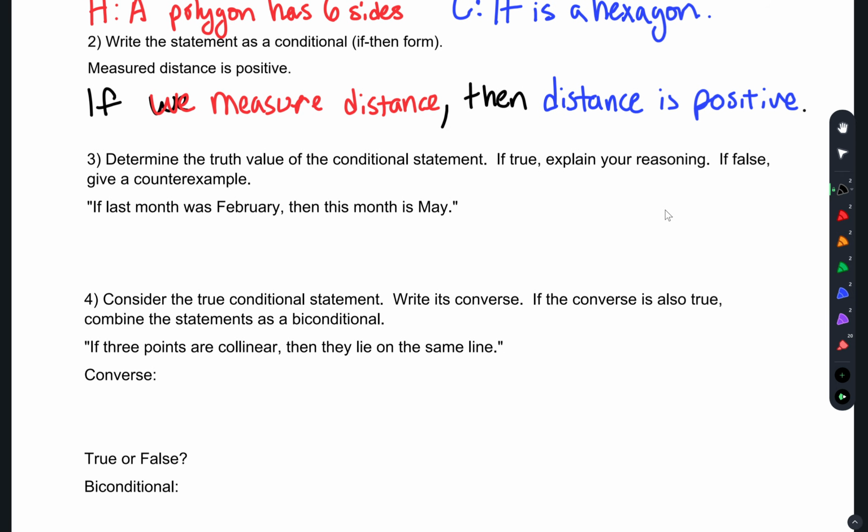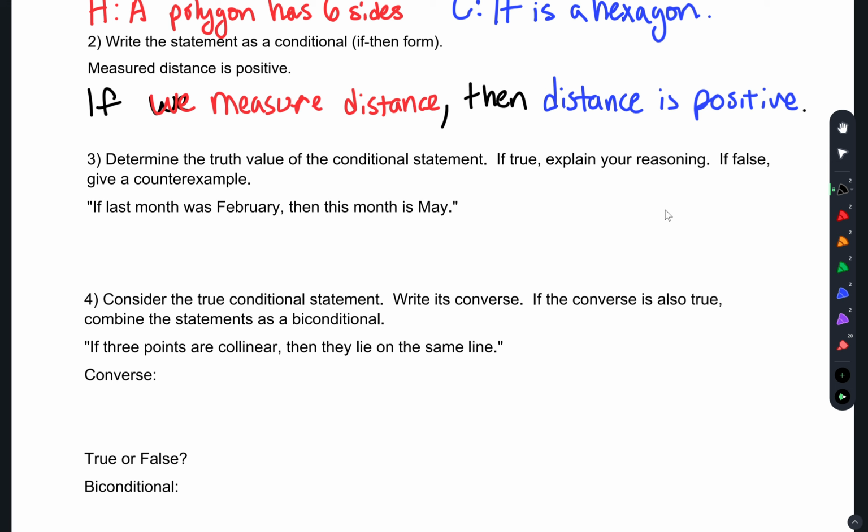Number 3, determine the truth value of the conditional statement. If it's true, explain our reasoning. If it's false, we're going to give a counterexample. Do we remember counterexamples from yesterday? It's just something that proves something is false. So if last month was February, then this month is May. True or false? We know that's false, right? What's the counterexample?